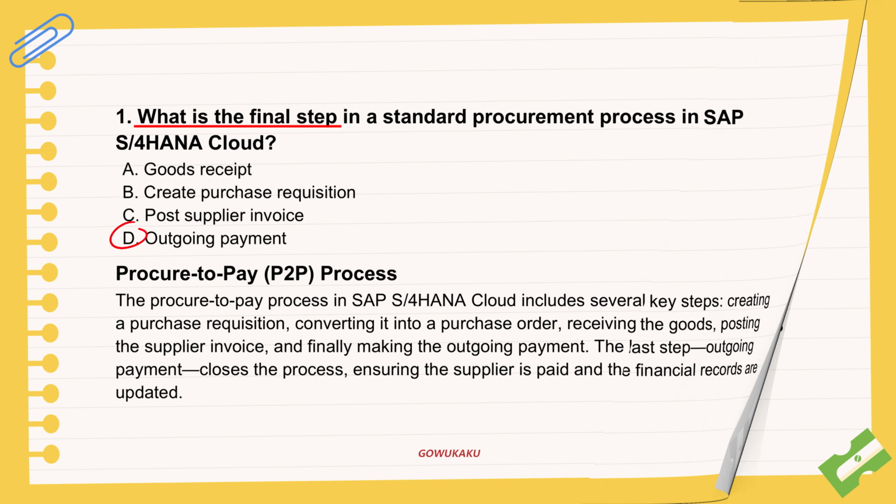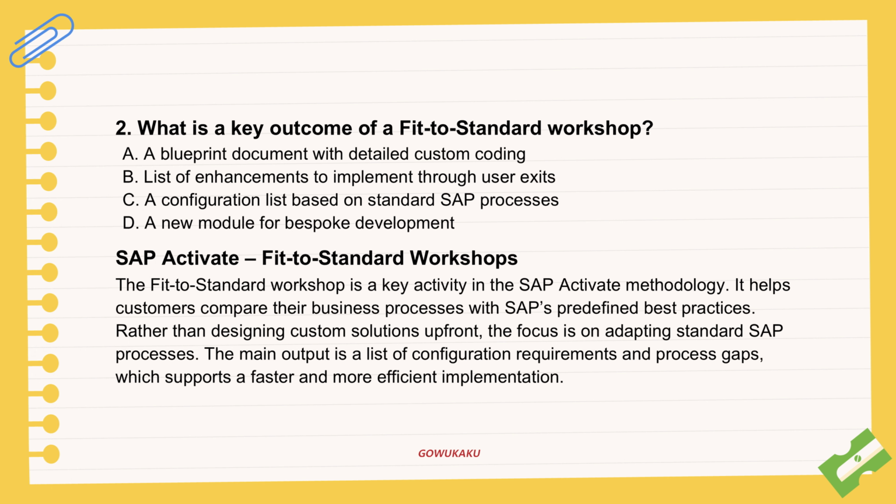Okay, let's move on. Question 2 deals with implementation strategy. It asks, what is a key outcome of a fit-to-standard workshop? Options are A, a blueprint document with detailed custom coding, B, a list of enhancements via user exits, C, a configuration list based on standard SAP processes, or D, a new module for bespoke development. The correct one here is C, a configuration list based on standard SAP processes.